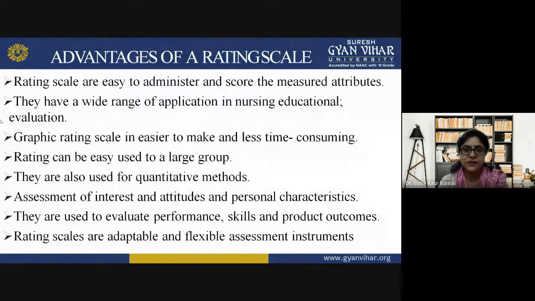Now let's discuss the advantages of rating scales. Rating scales are easy to administer, students, and to score the major attributes, what you want to judge. They have a wide range of application in nursing educational evaluation.